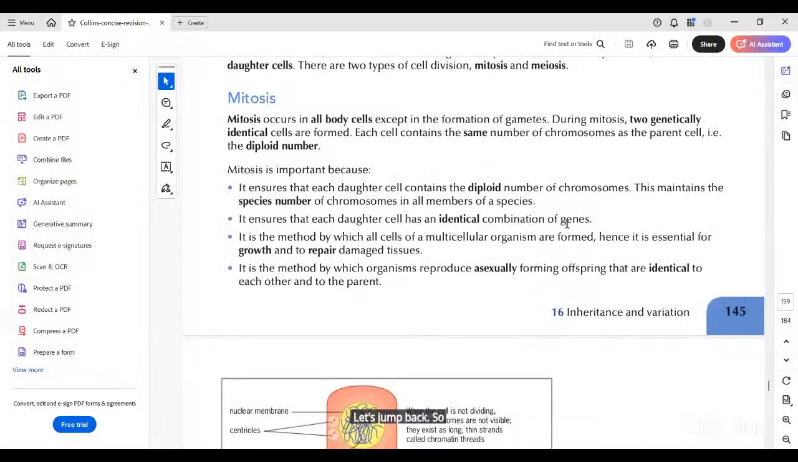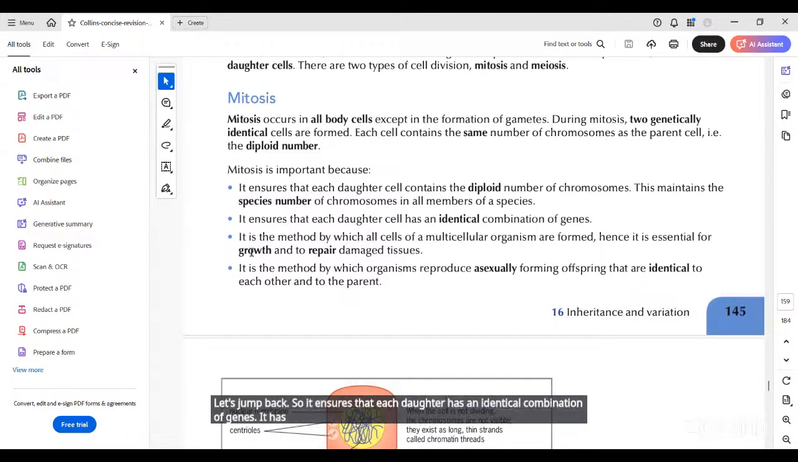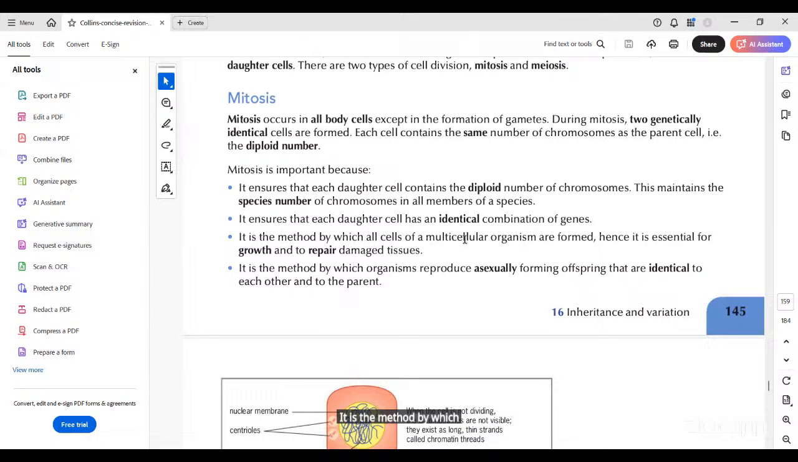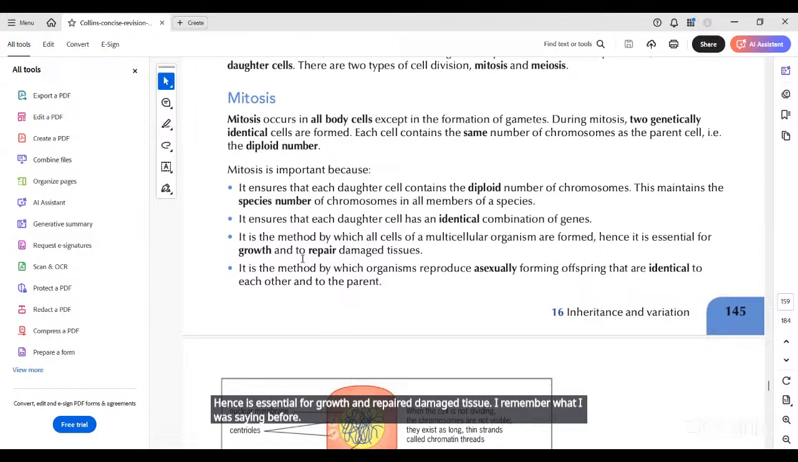Let's jump back. So it ensures that each daughter cell has an identical combination of genes. So it has to be the same. It is the method by which all cells of a multicellular organism are formed. Hence, it is essential for growth and repair of damaged tissue. I remember what I was saying before, right?